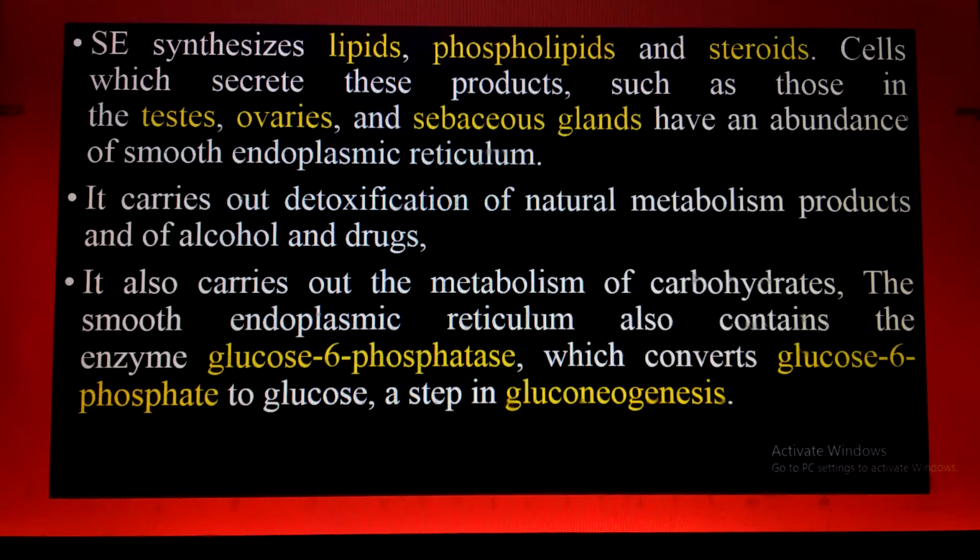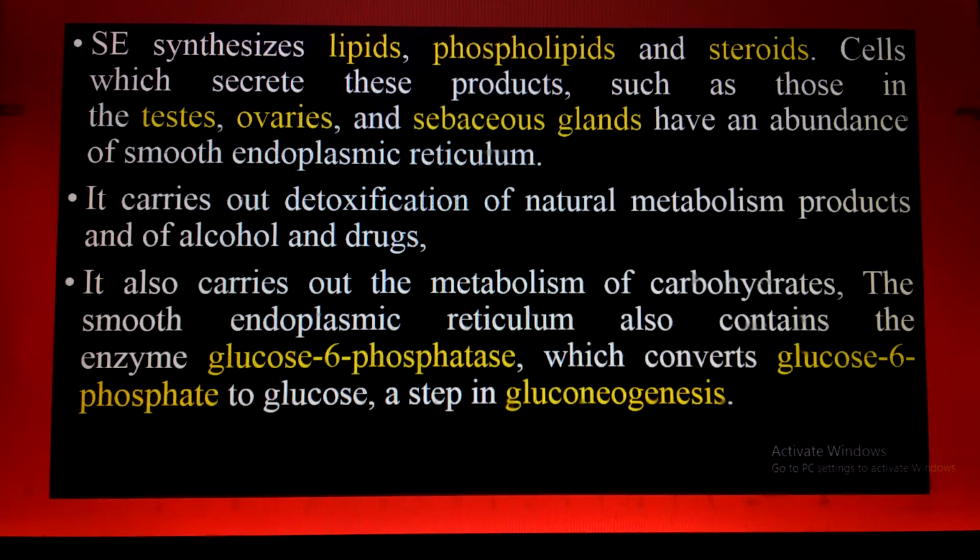First function is the lipid formation, and the second function is the detoxification of the natural metabolic products which are harmful for our body, and also the alcohol and drugs which we take. Is it clear? In our body.